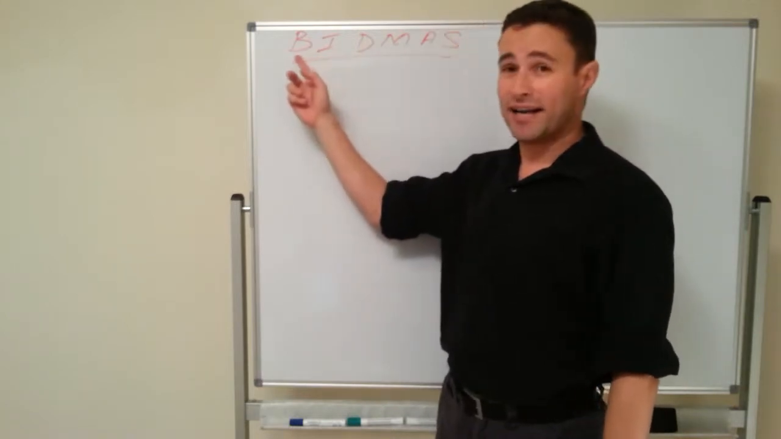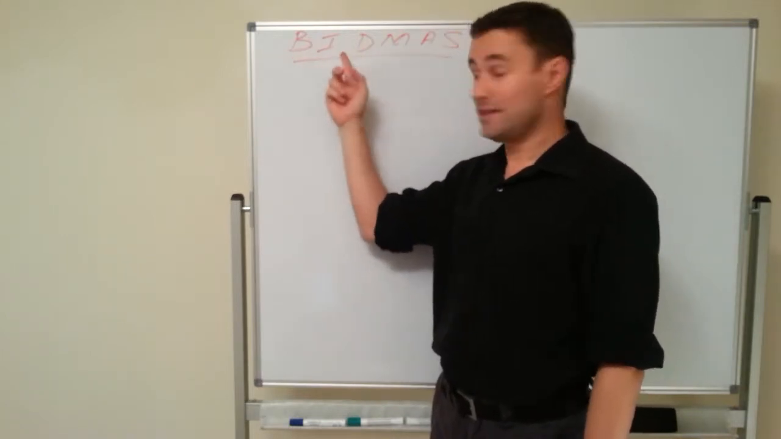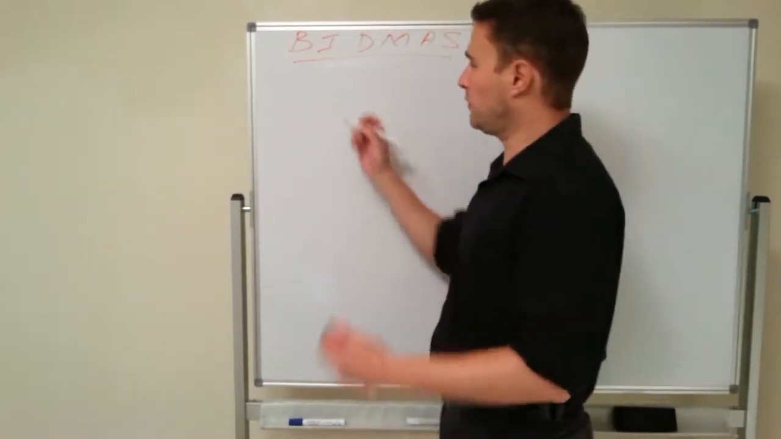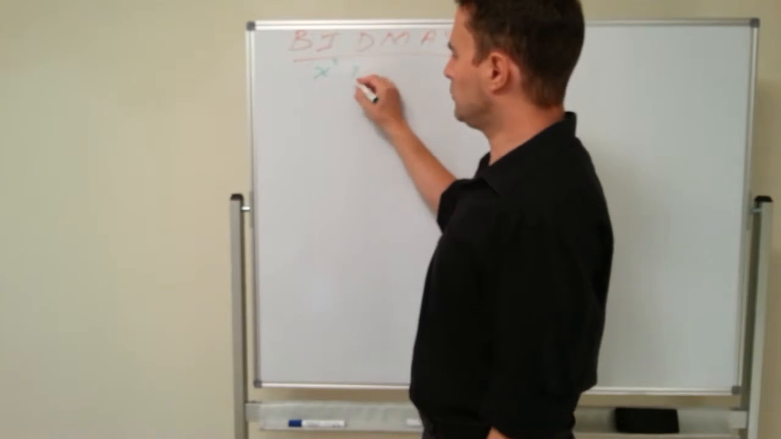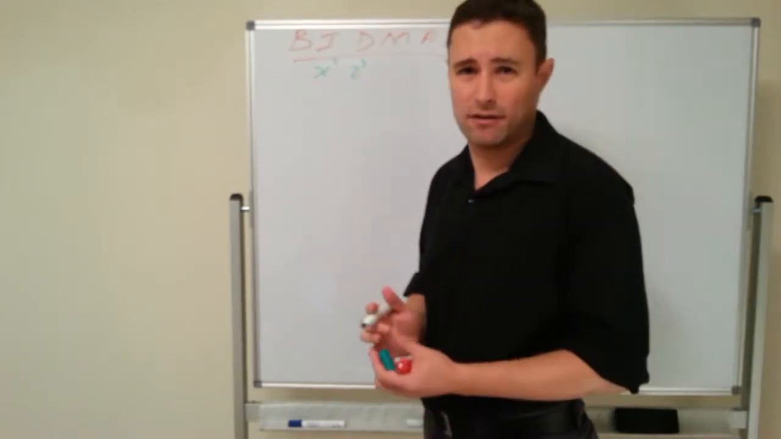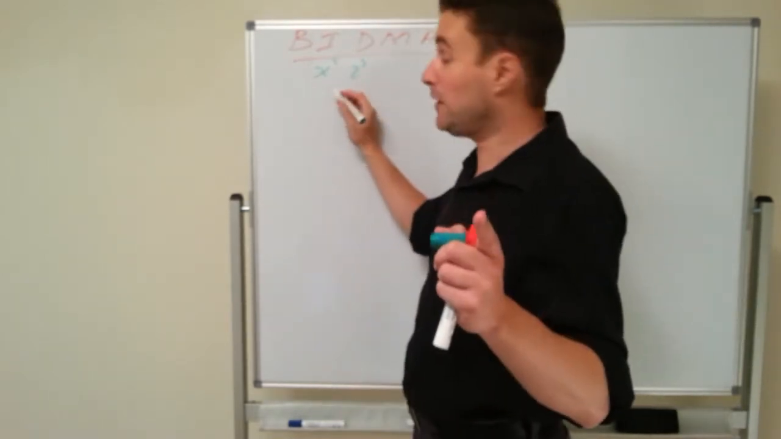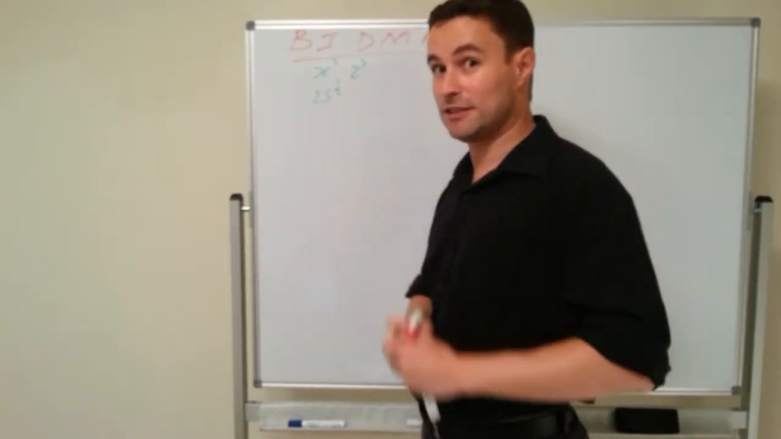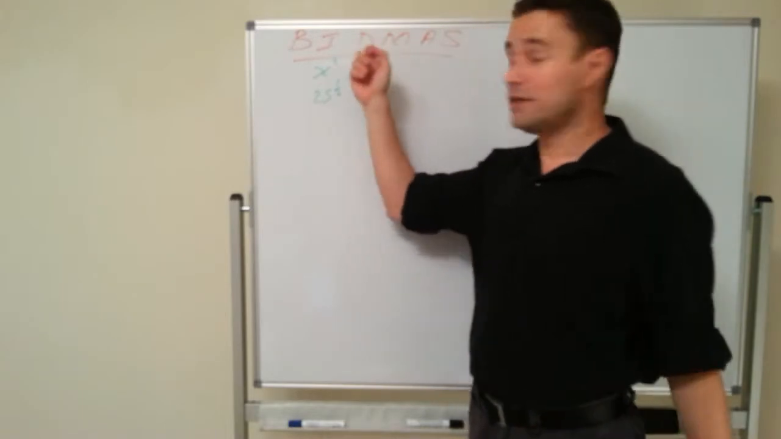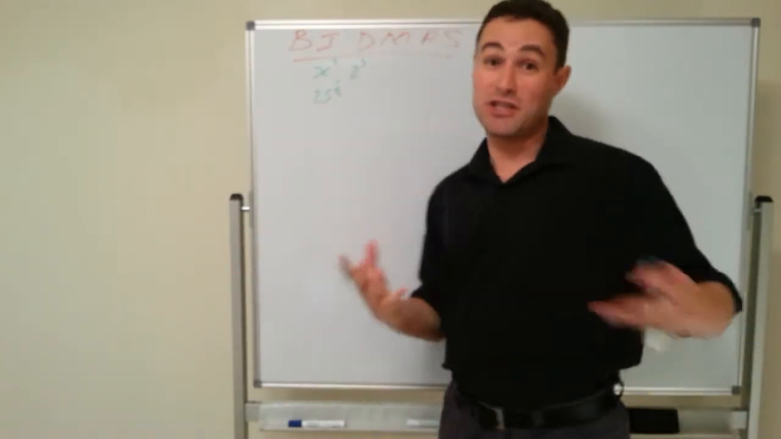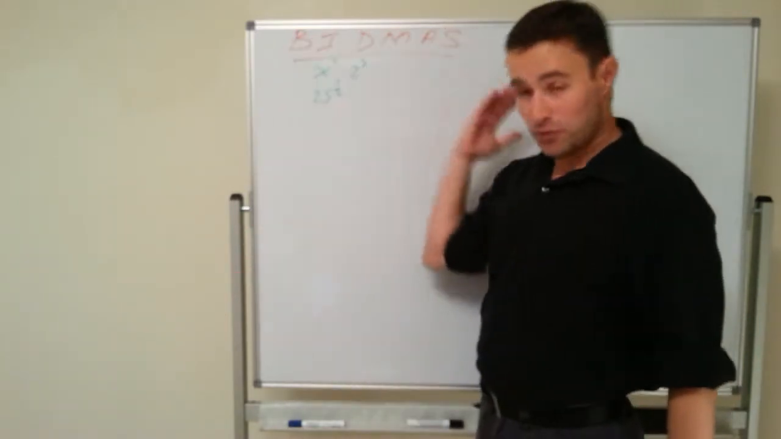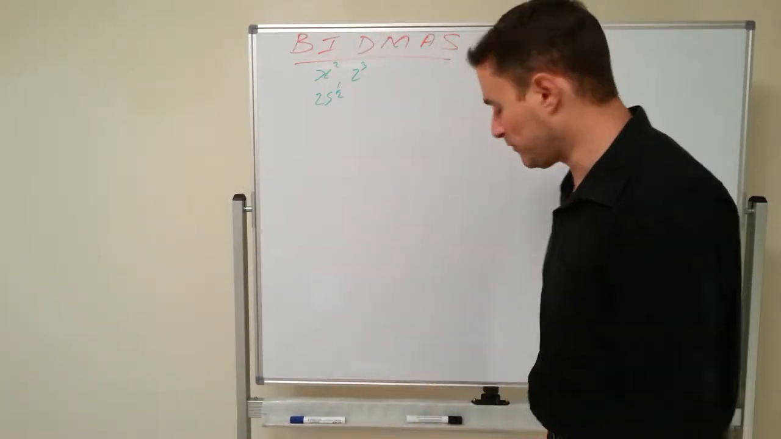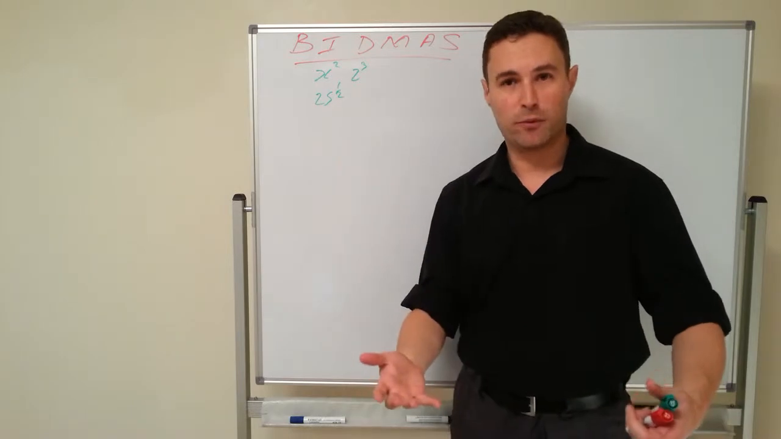Okay, so it stands for brackets. Brackets I do first. Indices. Indices are exponents: x squared, 2 squared, 2 to the power of 3, stuff like that. Also, when you start getting really advanced, 25 to the half, for those Year 10s and Year 11s. Division, you know what division is, multiplication, addition, and subtraction. That's the order of operations. This is the way you remember it. So let's take a look at a couple of examples and see the way that we do this.